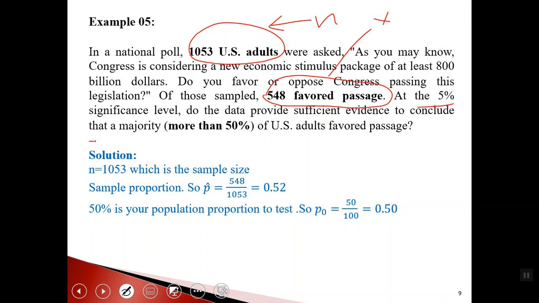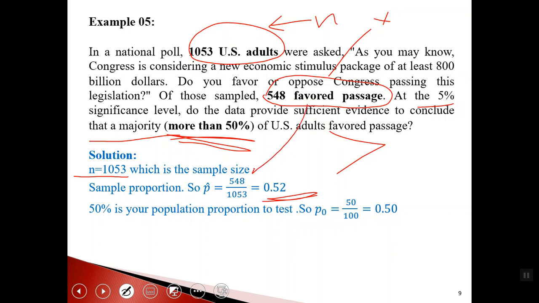You need to conclude the majority, which means more than 50%. More than, greater than, which means this is a right tail test. So first, the sample size n is 1053. The sample proportion p hat is x over n, which is 0.52.